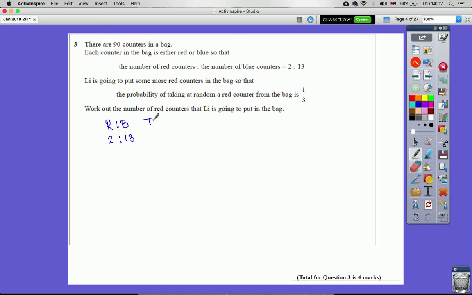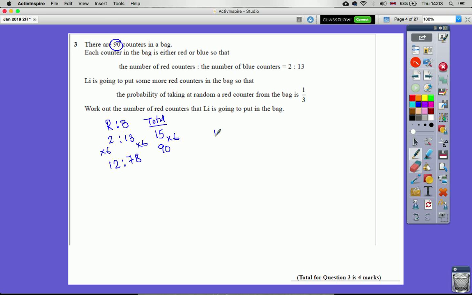So the total, if there were 2 red and 13 blue, then the total would have been 15. Now there are 90 counters in the bag, so the total is 90. So what did I do to the 15 to make it 90? I multiplied the 15 by 6. So I'm going to multiply 13 and 2 by 6 as well. So I will get 12 and 78.